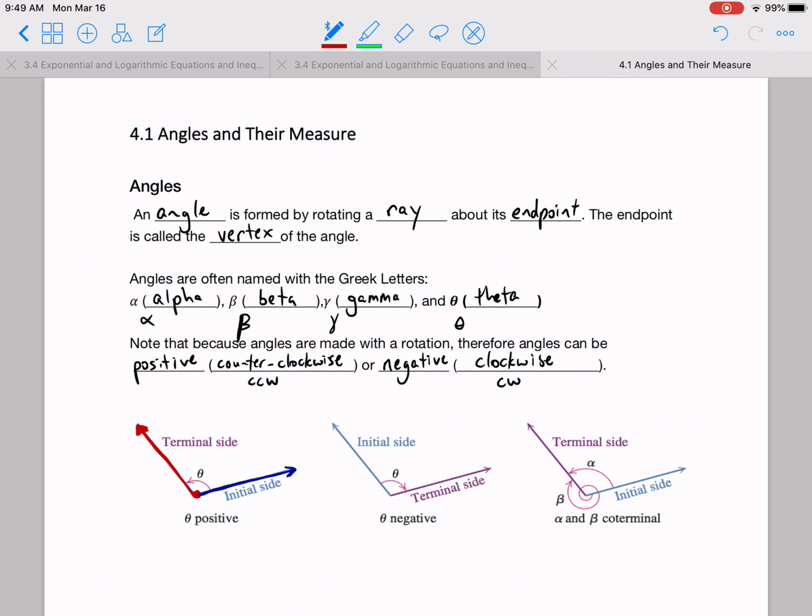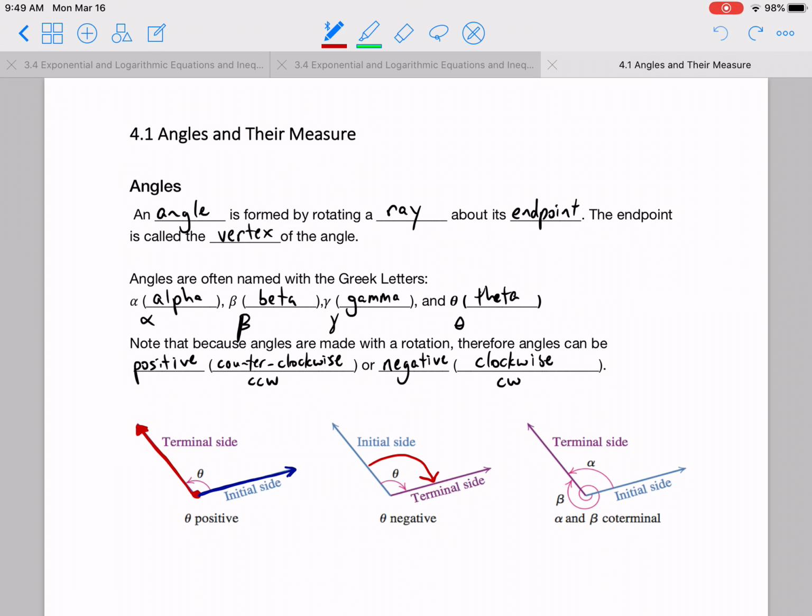And you can see this is a positive rotation because we started on the initial side and we went the opposite direction of how a clock hand turns, so counterclockwise. On this second one, you can see we're starting on the initial side over here to the left, and we're rotating the same direction that clock hands turn, and that's a negative rotation.